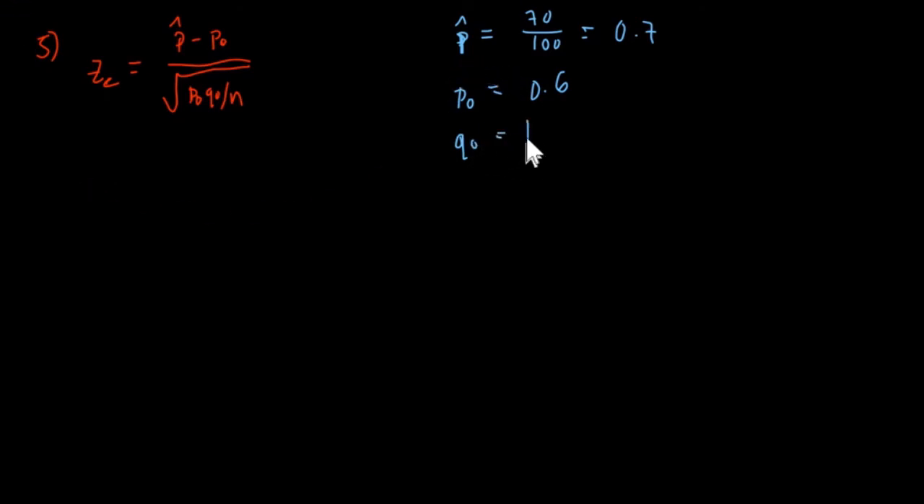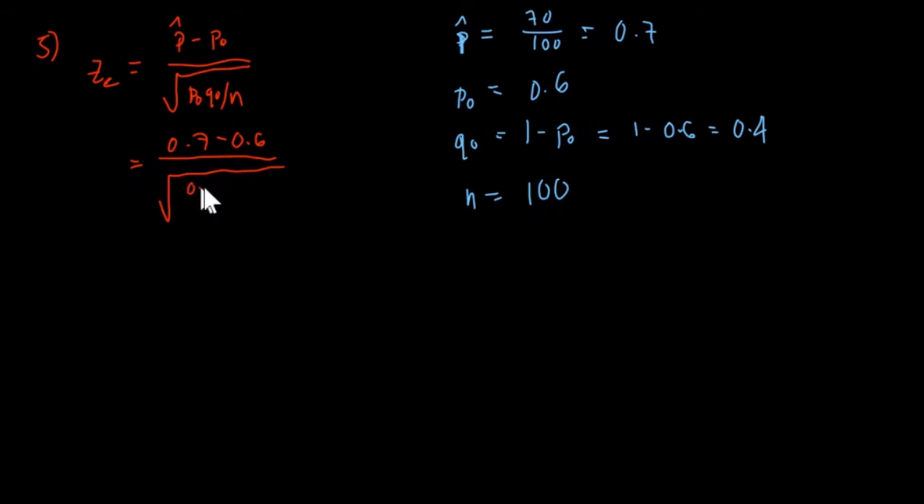Q sub 0 is 1 minus P sub 0, or the probability of a certain population not having the result as shown in P sub 0. So that will be 1 minus 0.6, which is equal to 0.4. And our N is the number of sampled individuals, or the number of samples, which is equal to 100. So we just substitute that in our equation: 0.7 minus 0.6 over the square root of 0.6 times 0.4 all over 100.